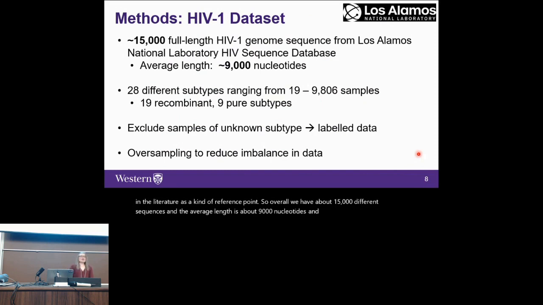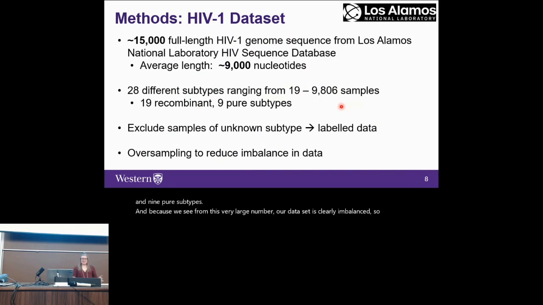And these represent 18 different subtypes, ranging from 19 samples to 9,806 samples. And they account for 19 recombinant forms and 9 pure subtypes. Because we see from this very large range, our data set is clearly imbalanced.